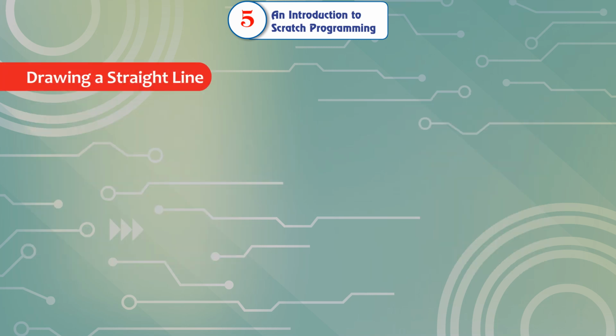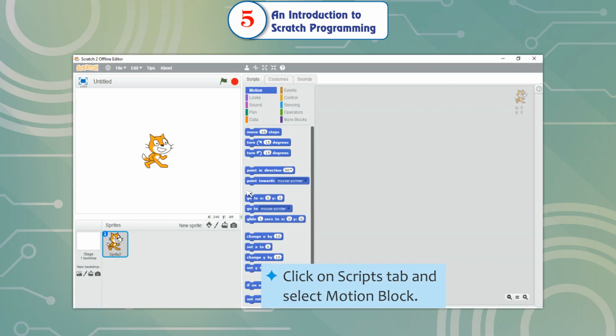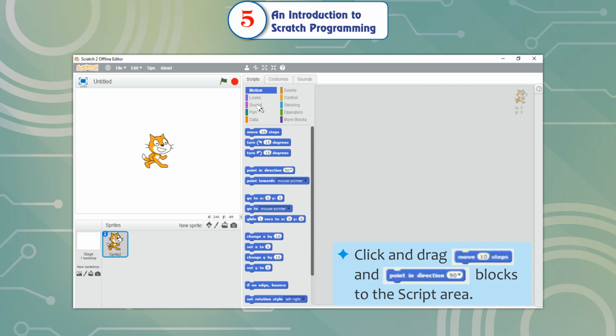Drawing a straight line. Click on Scripts tab and select Motion block. Click and drag Move 10 steps and Point in Direction 90 blocks to the script area.